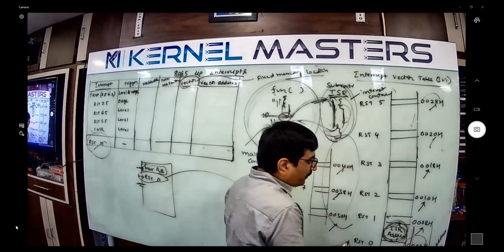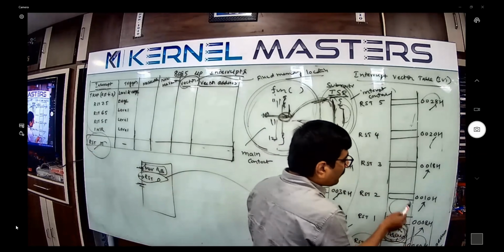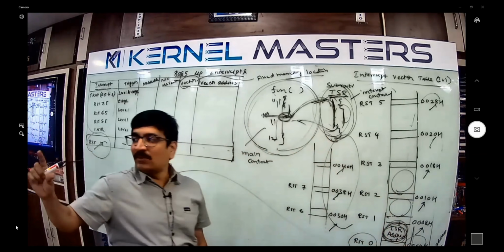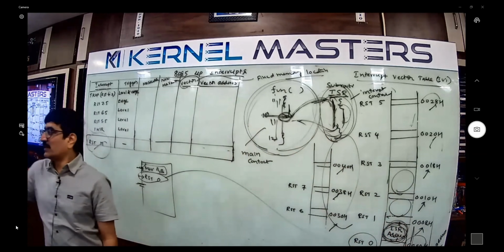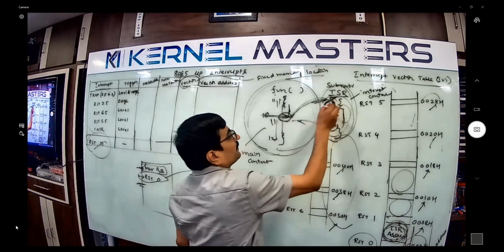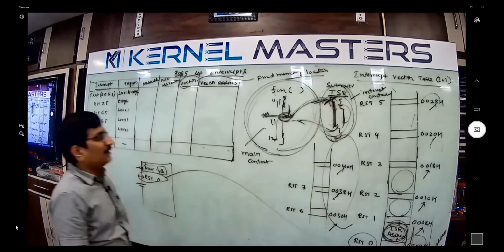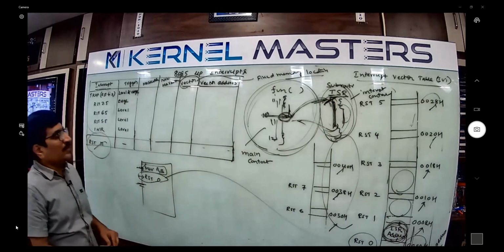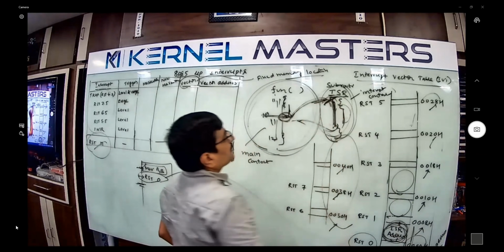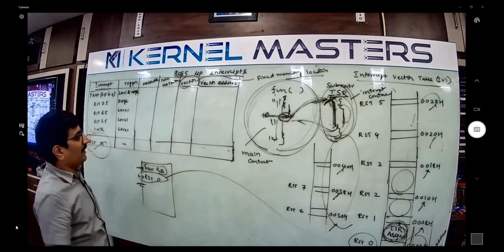So software interrupt 0 address, software interrupt 1 address, software interrupt 2 address. The interrupt vector mentions the beginning address, where the context starts. So this is called the main context, and this is called the interrupt context. There are two types of context. So what do you understand? Tell me.